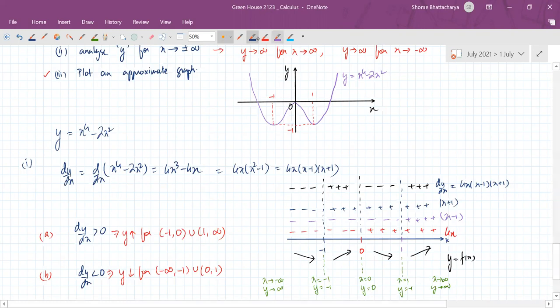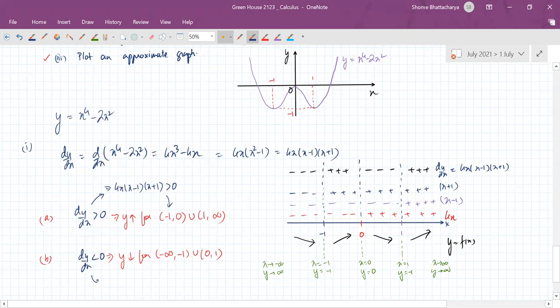So basically, this condition that we are solving, dy by dx is greater than 0. This implies that 4x into x minus 1 into x plus 1 should be greater than 0. And that gives us this interval. And similarly, this condition is when 4x into x minus 1 into x plus 1 is less than 0. So that gives us this interval. So first, in this interval, say that x belongs to this interval.